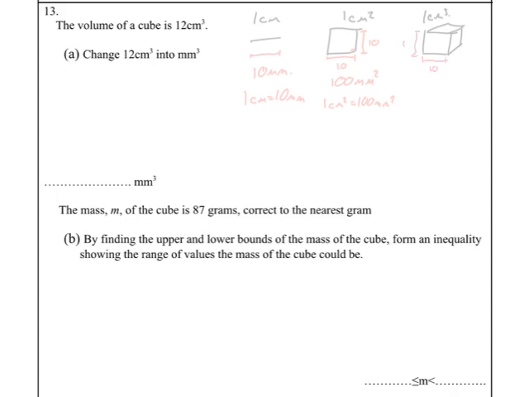It's the same concept when we look at a cubic centimetre. We don't change centimetres to millimetres once, we change them 3 times and then recalculate volume. And that gives you 1,000 millimetres cubed. So that's the key. 12 lots of those would be 12,000 cubic millimetres.